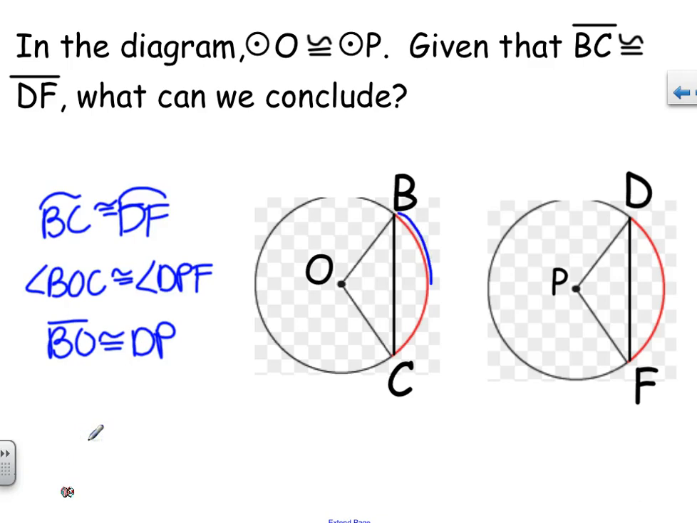I know that their arcs are the same if I know that the chords are the same. I also know that the central angles are the same. And then what you probably forgot is if you've got two equal circles, their radii are going to be the same. So I said BO was the same as DP. You could have also said OC was the same as PF. So those are the things that you can determine if I tell you that two chords are congruent.